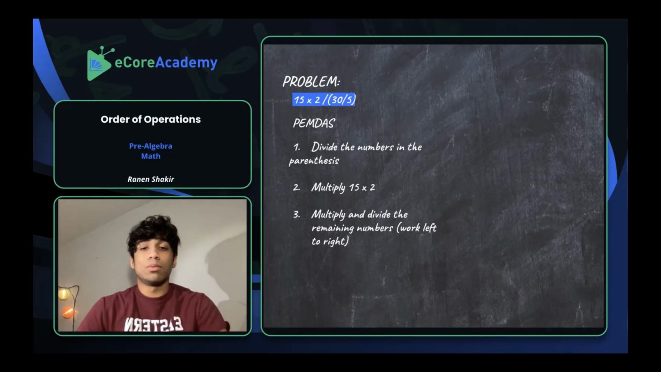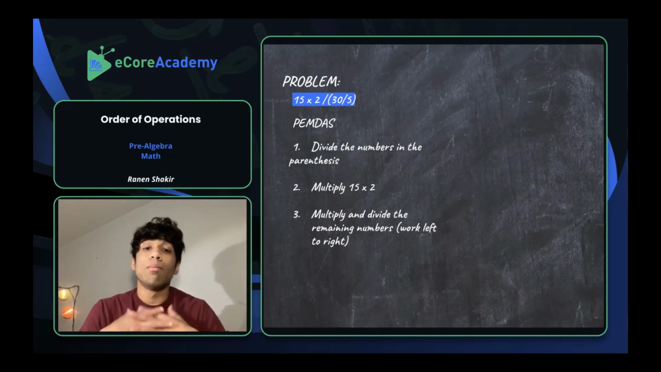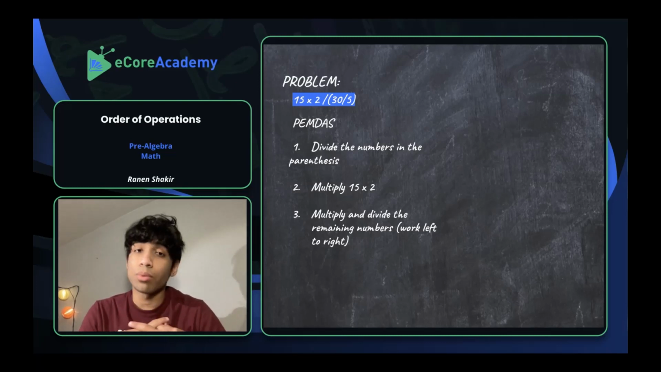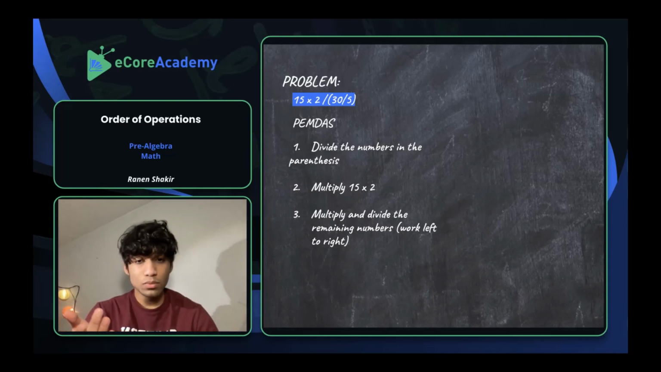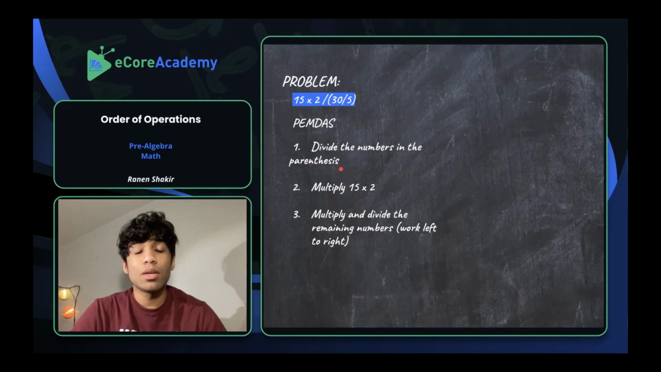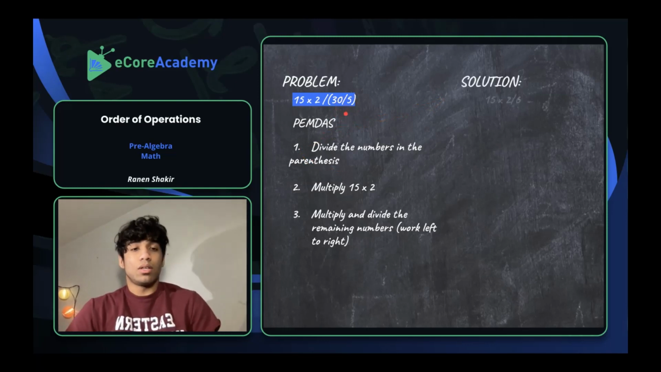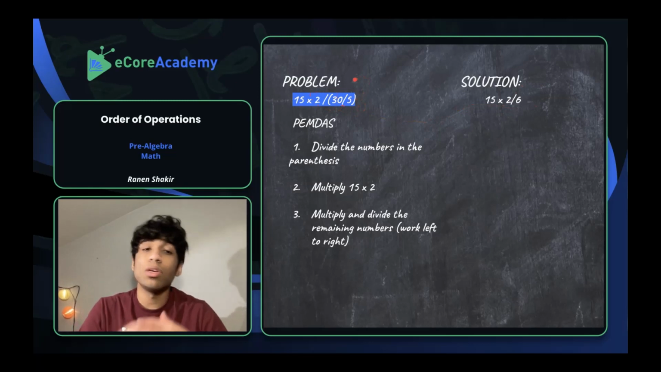So again, this is our problem, 15 times 2 divided by 30 divided by 5. PEMDAS is really important here. The first step is to divide the numbers in the parentheses, since we discussed before that parentheses are the first thing you have to do in order of operations. So you're going to have to divide the 30 and the 5. When we divide 30 and 5, we get 6. 30 divided by 5 is 6. And since we're done with the equation in parentheses, we can get rid of it.